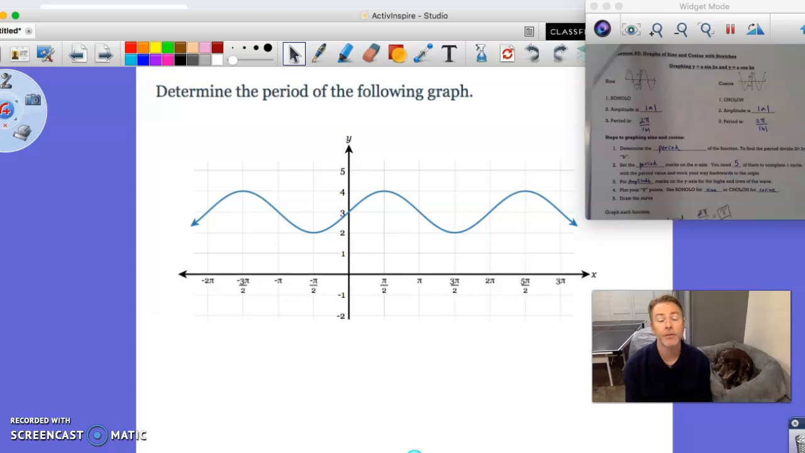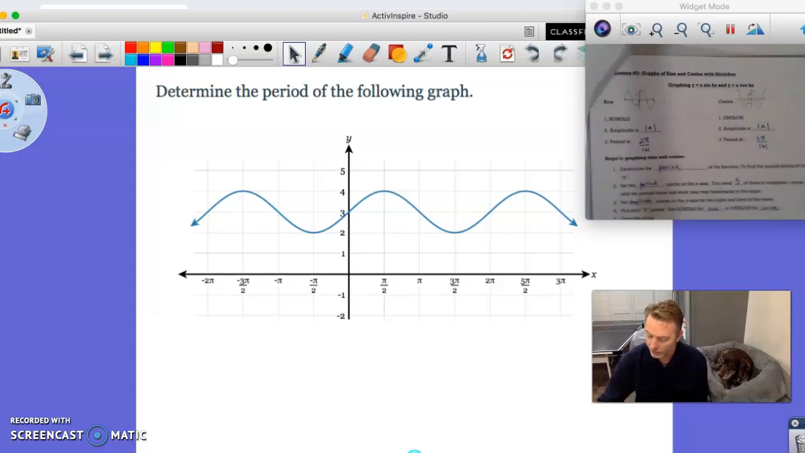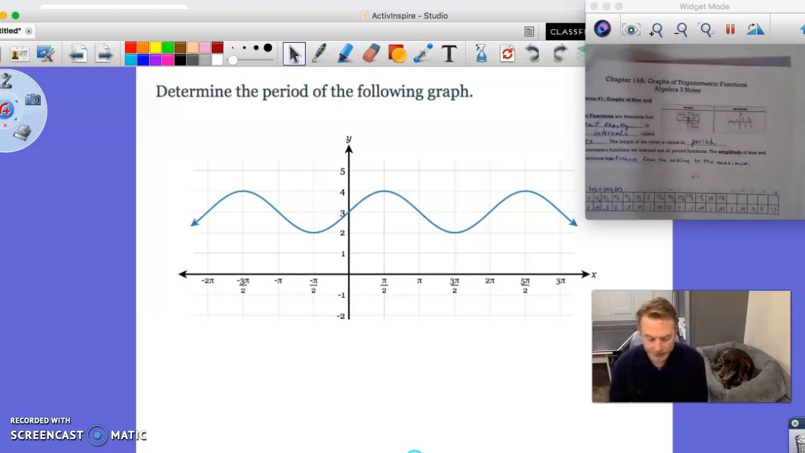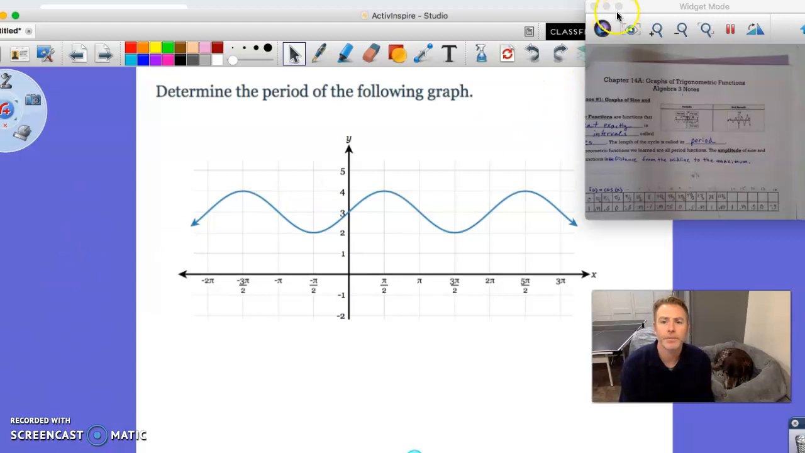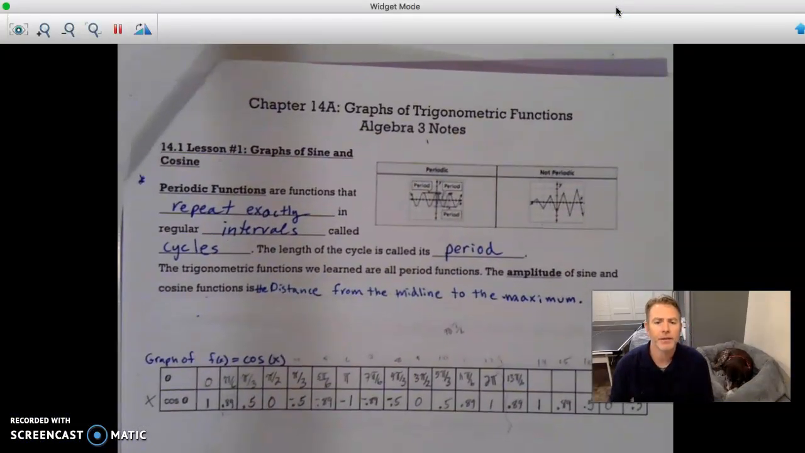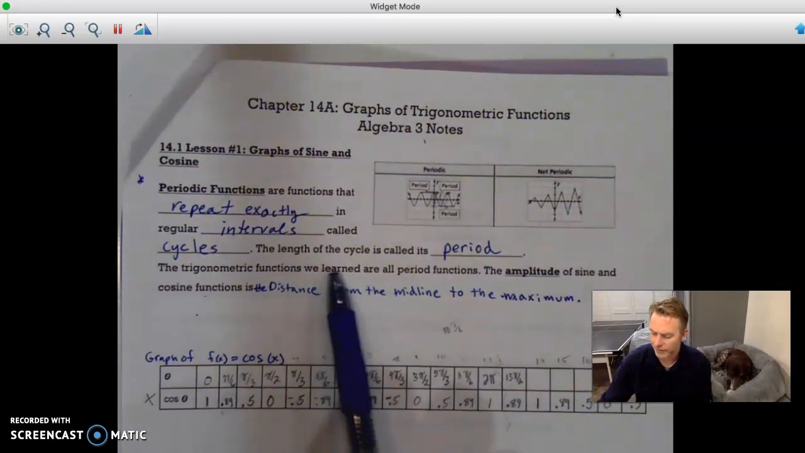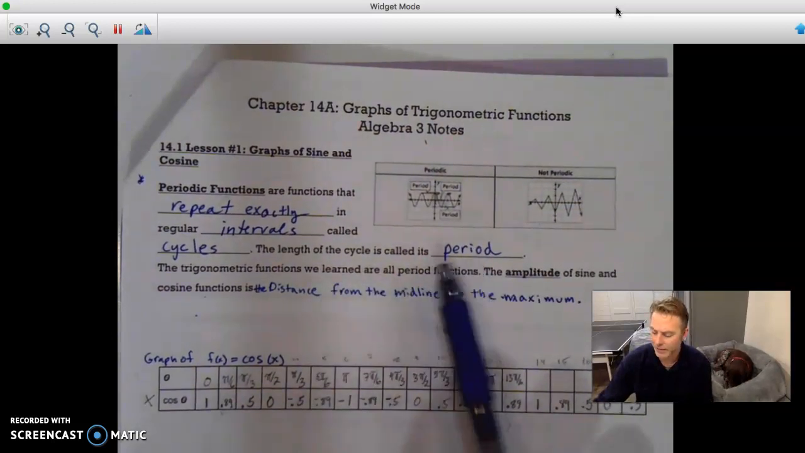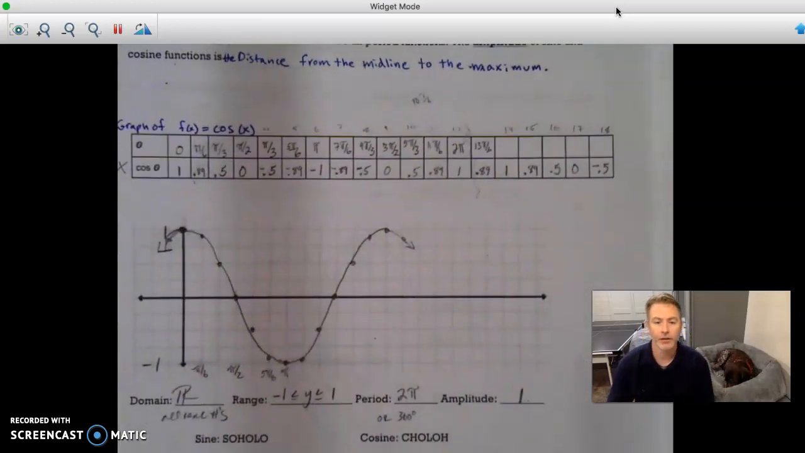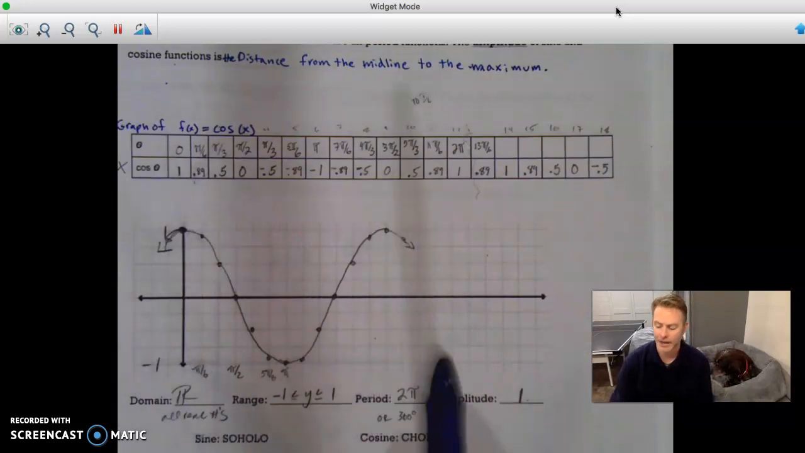The definition of a period, and this is from our note from yesterday, but I'm going to talk about it again, is that the period of a trig graph is the length of a cycle. So it's the time it takes to make one complete revolution. Because these graphs go on forever, they're a little hard to decide where they start and where they stop.